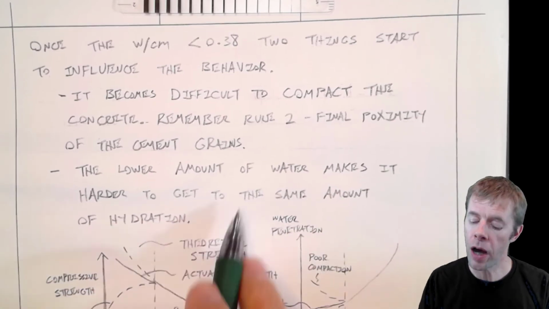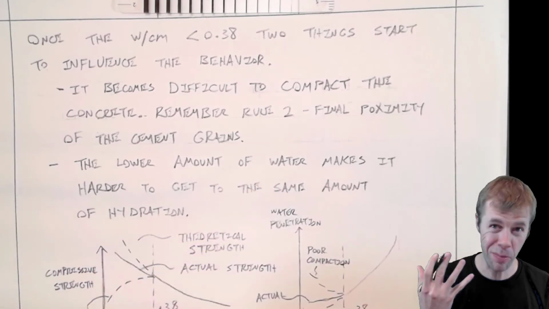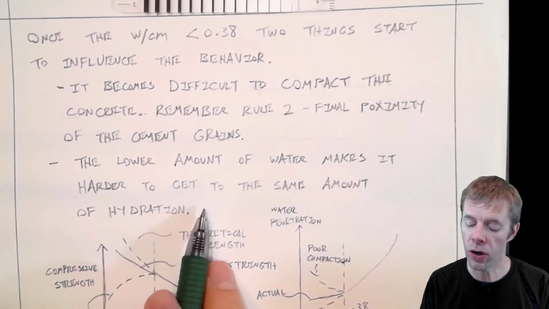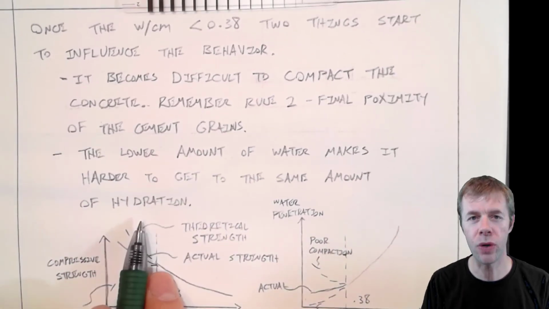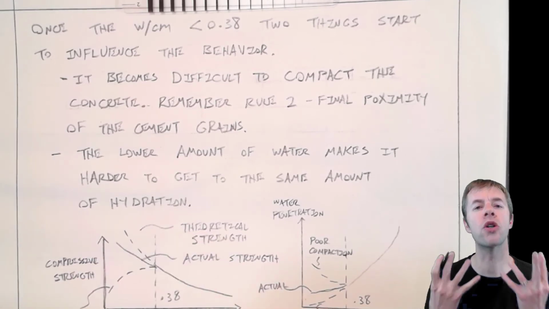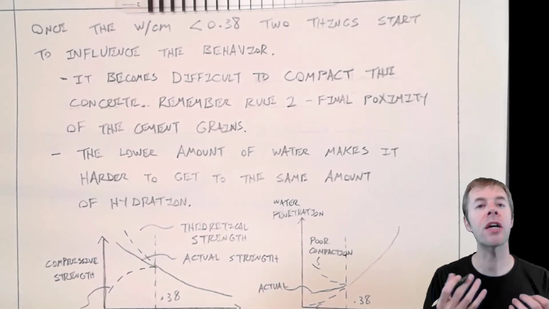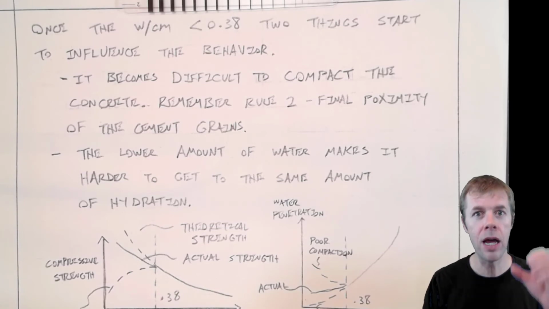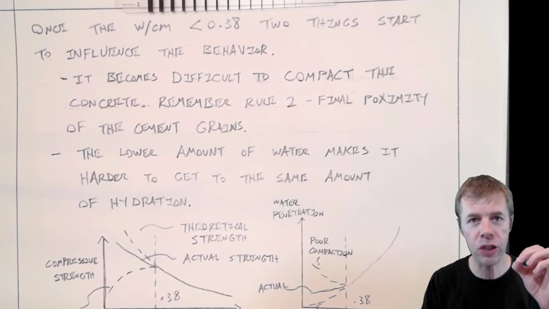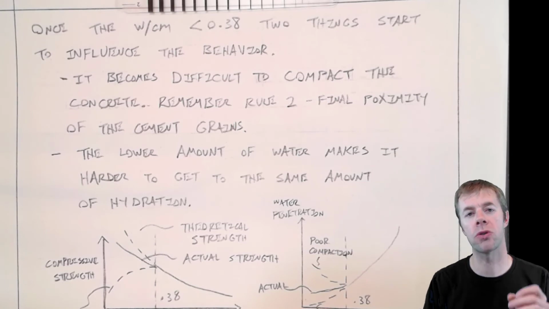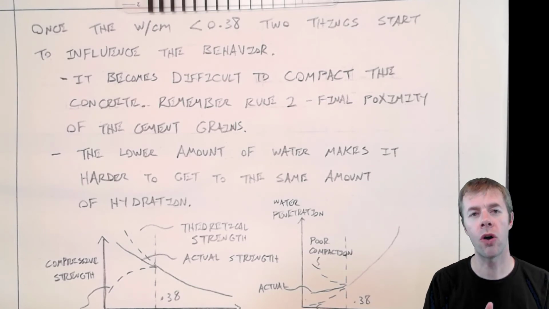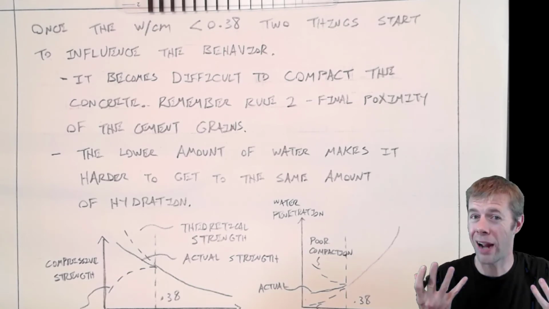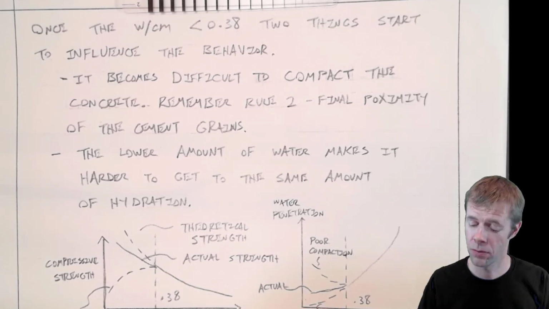Also, the lower amount of water per cement makes it harder to get the same amount of hydration. There's only so much water to go around, okay? So the cement grains don't hydrate all the way. You're leaving more unhydrated cement particles inside your hardened concrete when your water cement ratio gets low. That's just a matter of fact. That's just what it is.